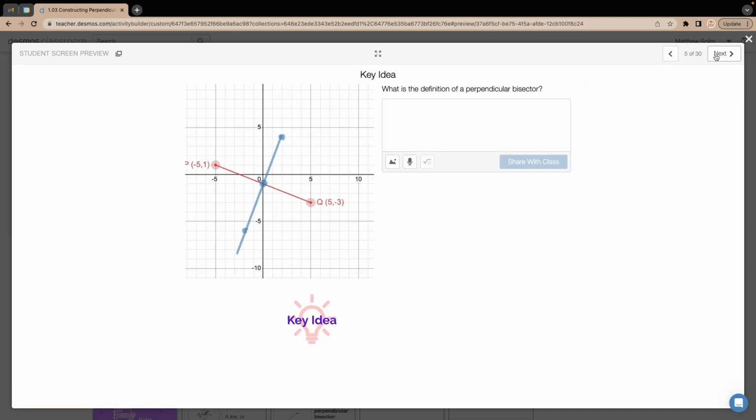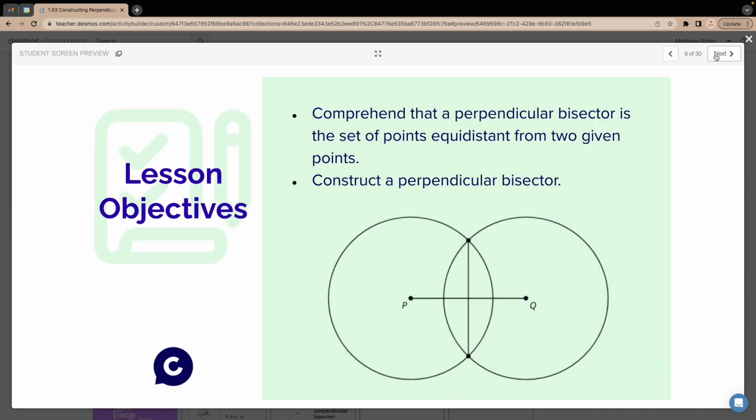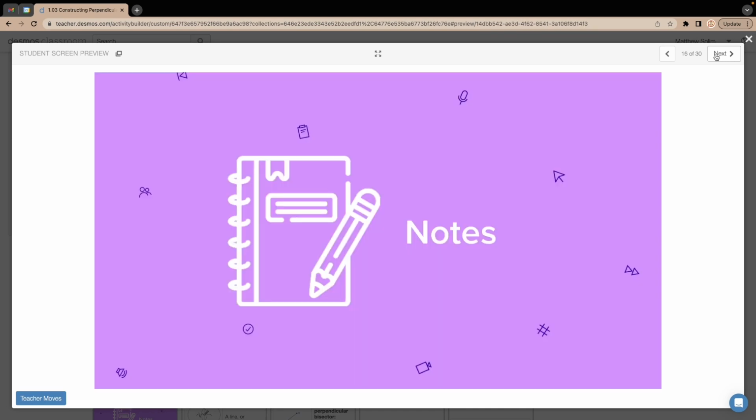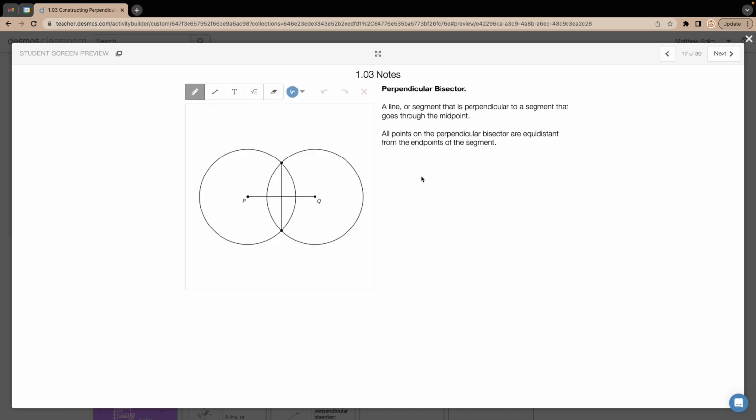Now we're going to construct a perpendicular bisector. So that's our goal. How could we construct this using circles and our construction tool? So I'm going to skip right to the notes. A perpendicular bisector, again, is a line or a segment that goes through the midpoint and is perpendicular to the segment we're trying to go through.